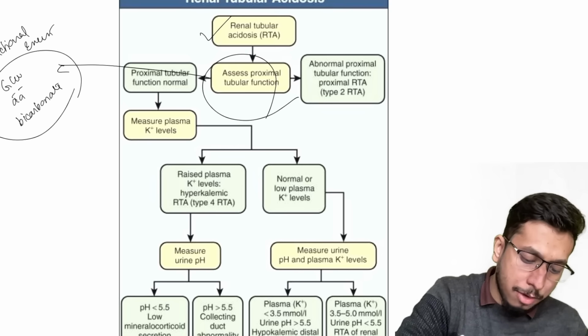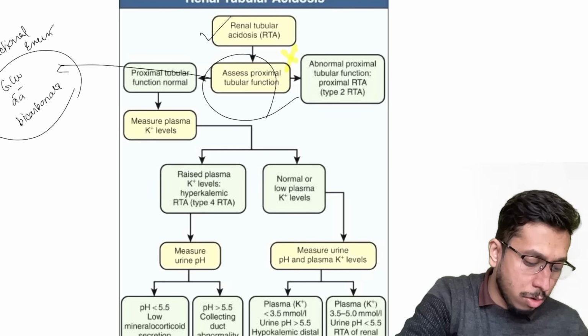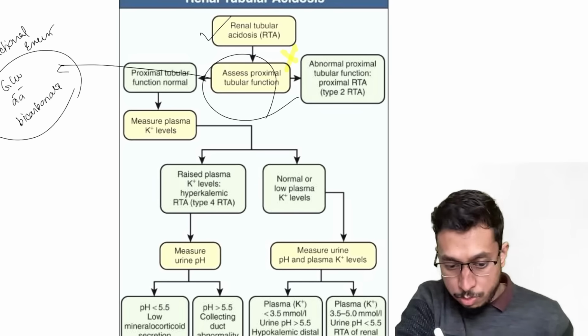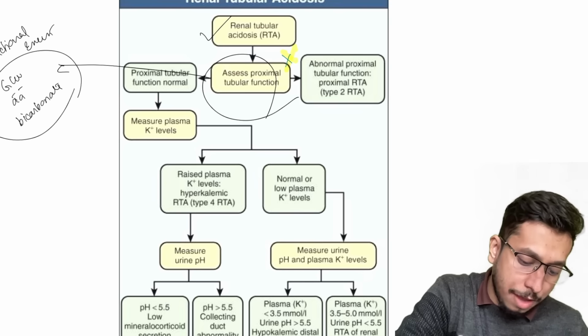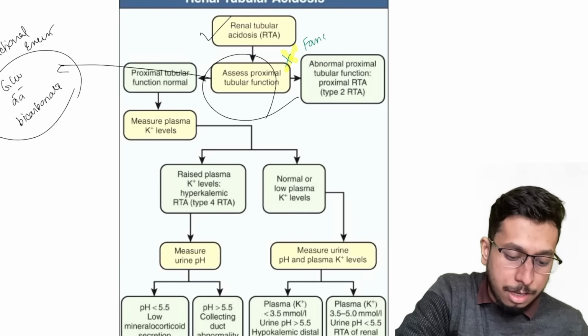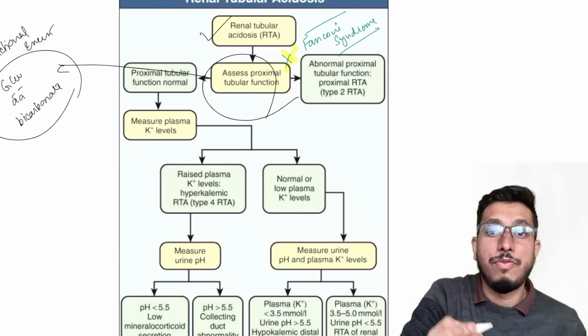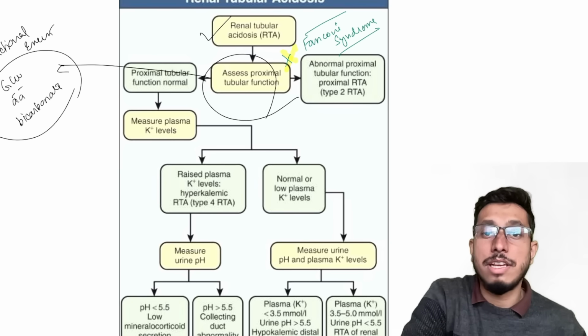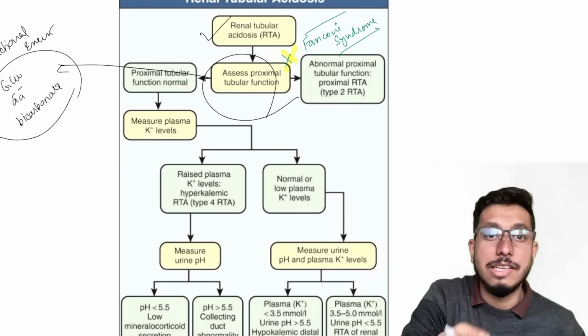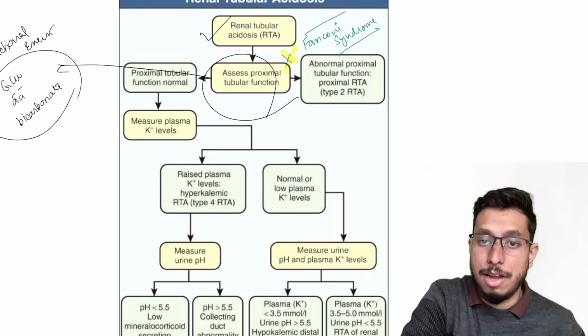Now, in the meantime I want to discuss one thing here along with you all. There is a disease given the name Fanconi syndrome. In Fanconi syndrome, the defect lies at the level of the proximal tubule. So Fanconi syndrome associated renal tubular acidosis is usually proximal renal tubular acidosis.